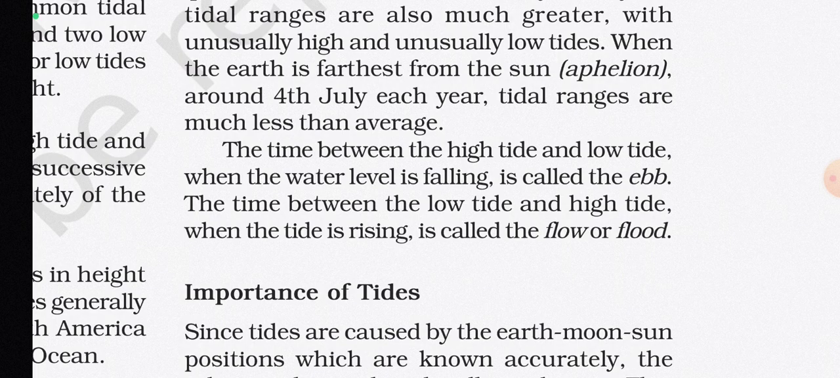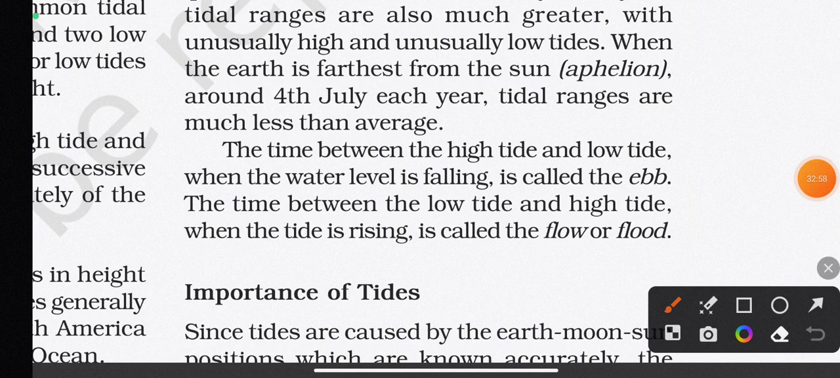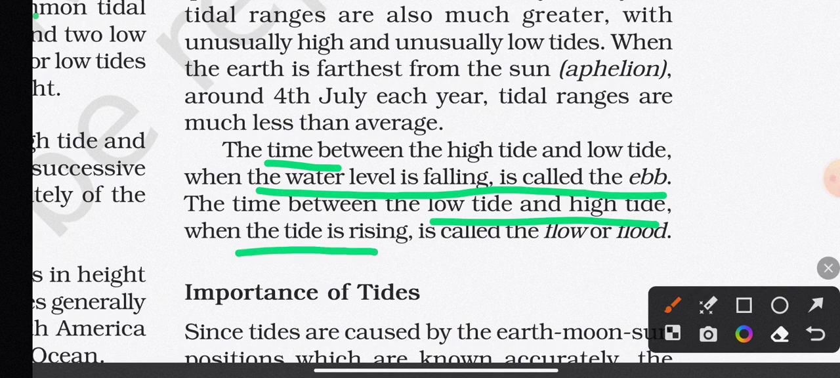So what is ebb? It is a time, okay. The time between high tide and low tide when the water level is falling is called ebb. The time between the low tide and the high tide when the tide is rising is called the flow or flood.